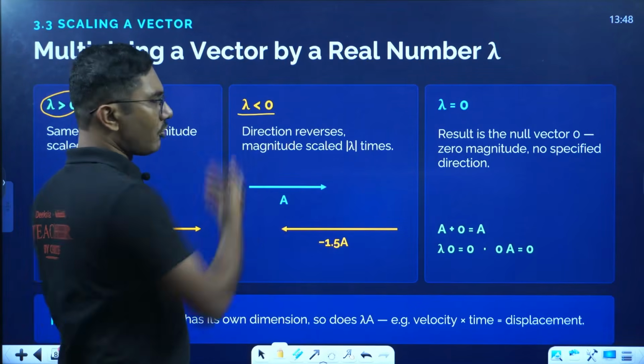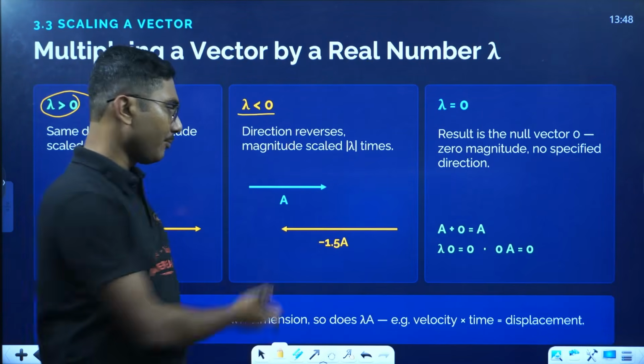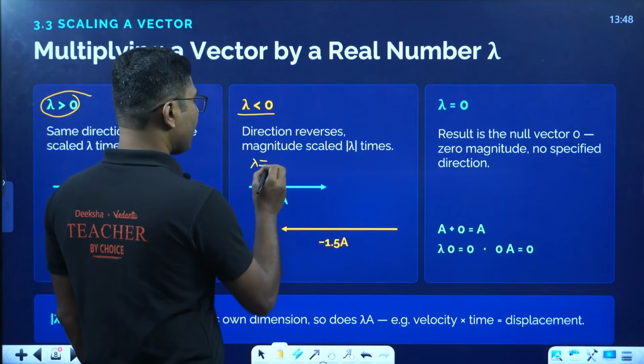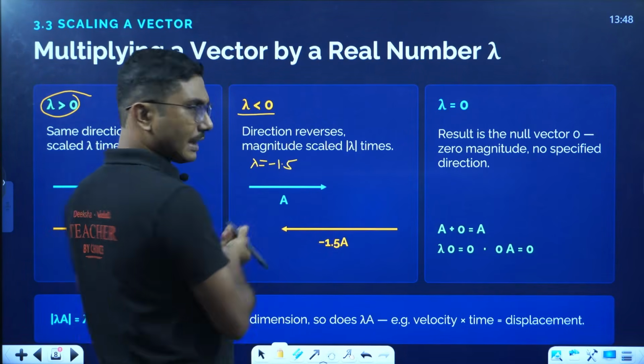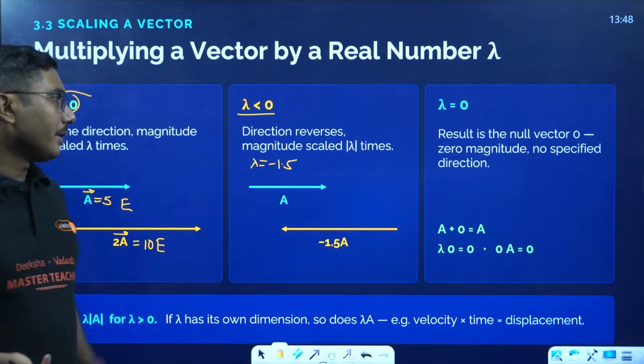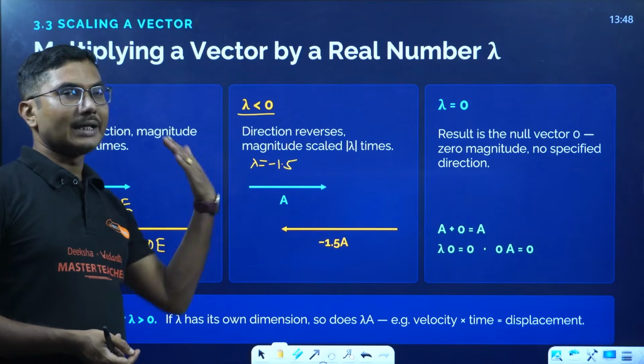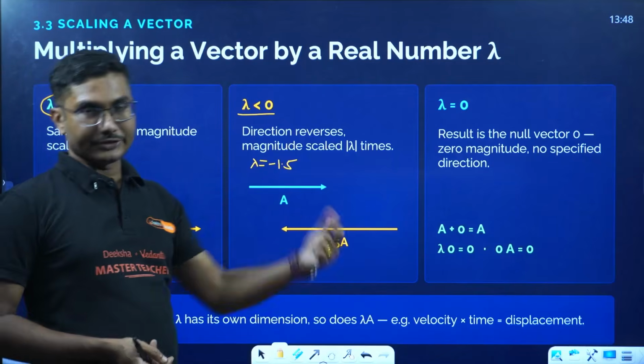So lambda is a constant. Suppose lambda's value is minus 1.5. If you take lambda equal to minus 1.5, it's a scalar quantity. But when you are multiplying this, because of this negative sign, the final vector sign reverses. So that is very important.